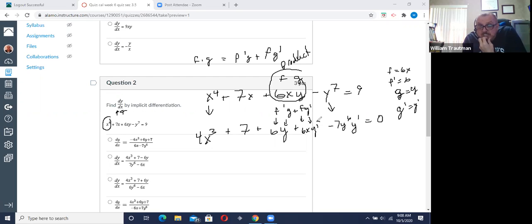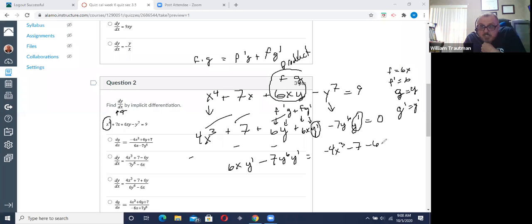Next, we want to isolate the y primes. That means I want to take everything else to the other side. I subtract this, I subtract this, I subtract this. On the left-hand side, I keep this. On the right side, everything else goes over there where it changes the sign. Factor out a y prime.